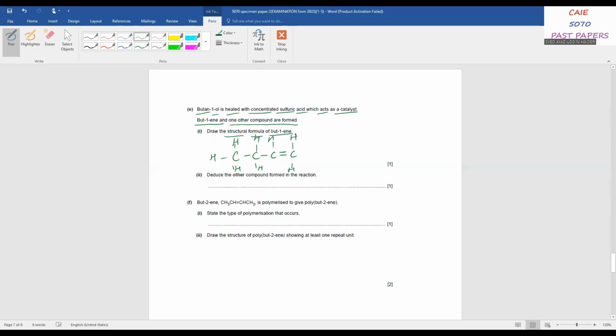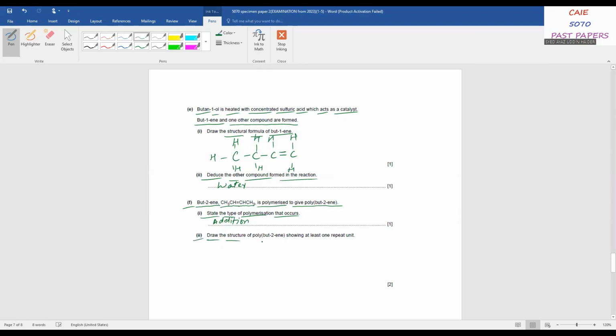Deduce the other compound formed in this reaction. Water is produced in this reaction. Now, but-2-ene, CH3CH=CHCH3, is polymerized to give polybutene. State the type of polymerization that occurs. It's addition, very easy.